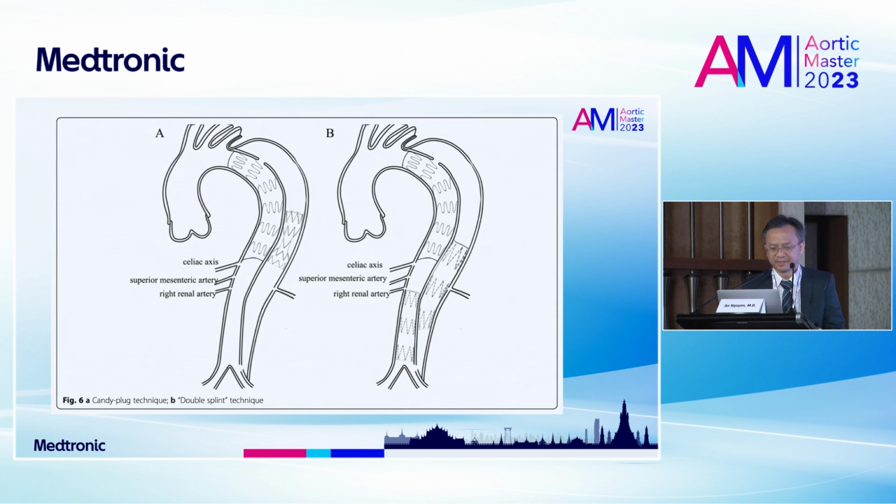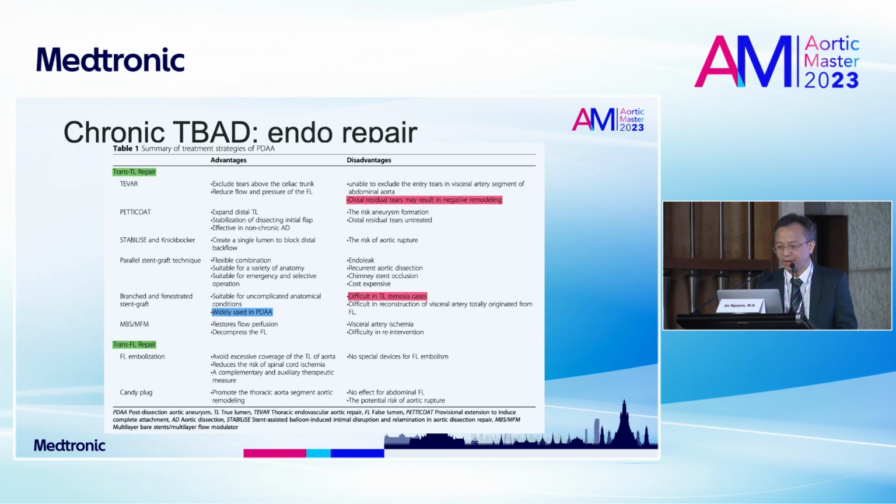And this is some candy and double sling. So in general, for the endovascular repair, there are 2 types.